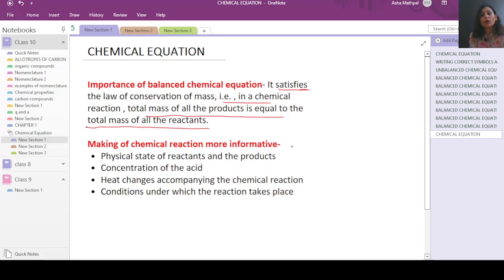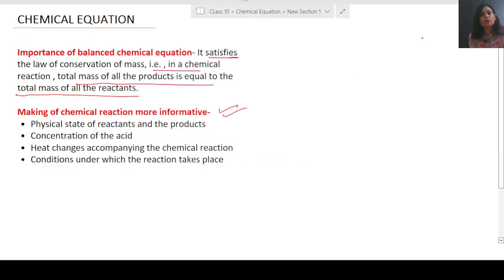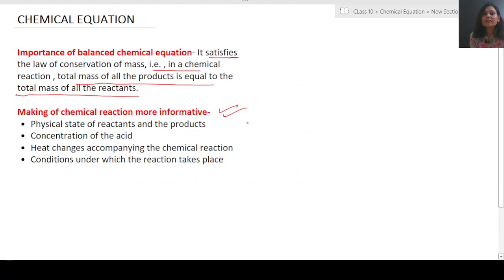Okay, now what can we do to make it more informative? We can make a chemical equation more informative by mentioning the physical state. For example, I'm saying hydrogen reacts with oxygen and it forms water. So hydrogen is a gas here, so in the bracket we can write g, like this, and water is a liquid, l we can write.